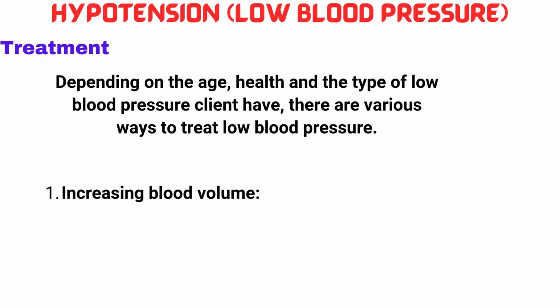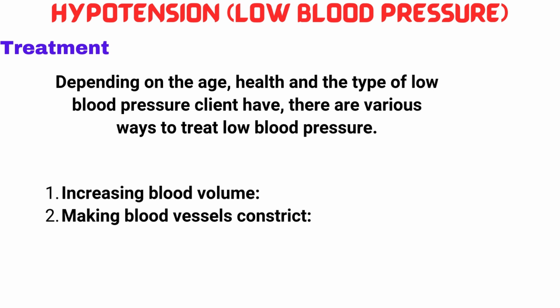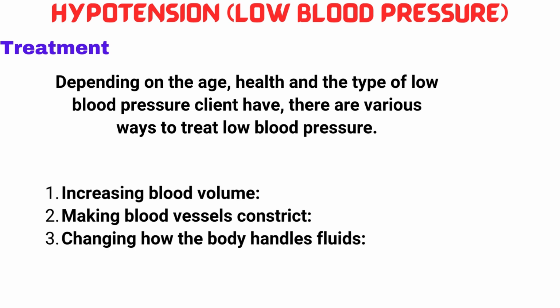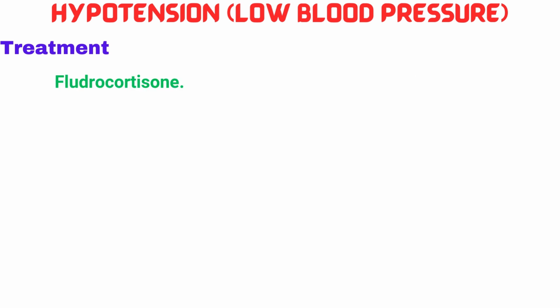Increasing blood volume. This method, also known as fluid resuscitation, involves infusing fluids into the blood, making blood vessels constrict. Just as there are medications that lower the blood pressure by relaxing blood vessels in the body, there are also medications that have the opposite effect, changing how the body handles fluids. The kidneys are responsible for maintaining the fluid balance in the body. Certain medications can make the kidneys keep fluid and salt in the body, which can help with the low blood pressure. Treatment includes fludrocortisone.